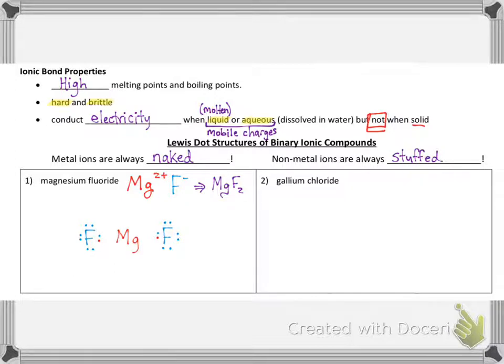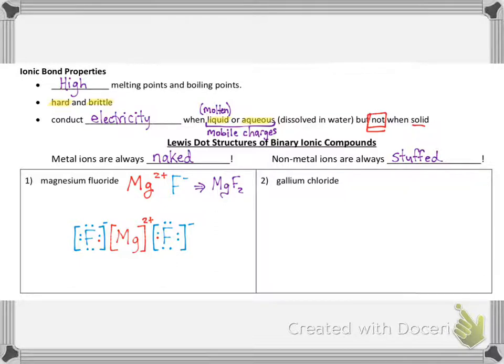However, these are still charged ions. So to show they have charges, we have to put square brackets, and then you put the charge outside of the bracket on the upper right. And so that is what an ionic formula unit of magnesium fluoride looks like. Notice the positive in the middle and then the negatives on either side.